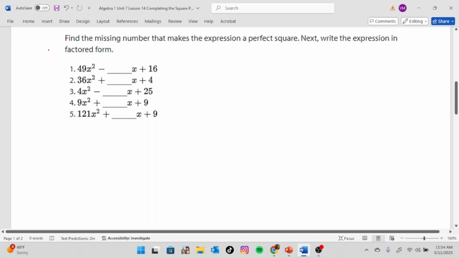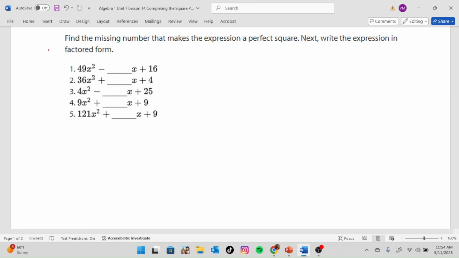Practice problem number 2. Find the missing number that makes the expression a perfect square. Then write the expression in factored form. So, I'm going to make some notes here. Remember that the b term is going to equal 2 times the square root of a times the square root of c.